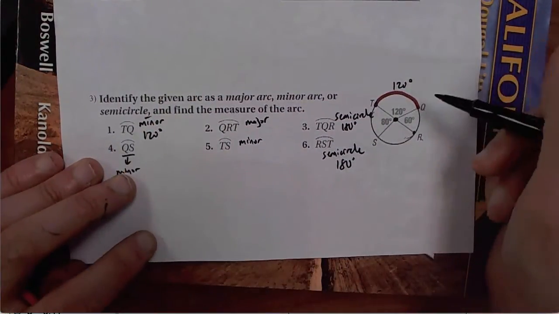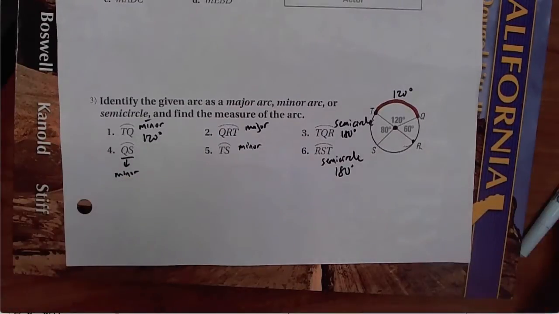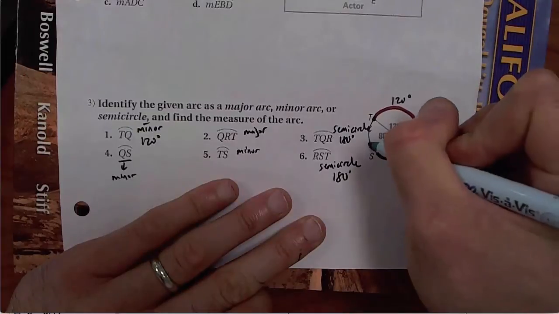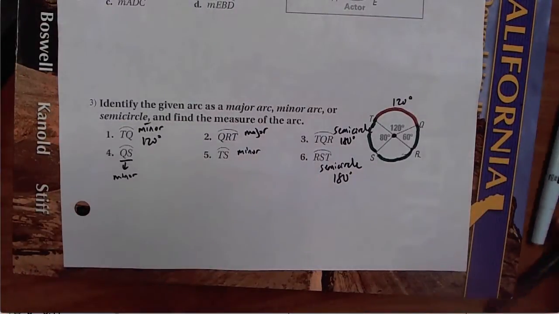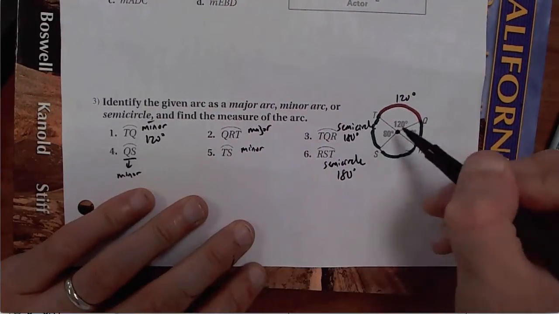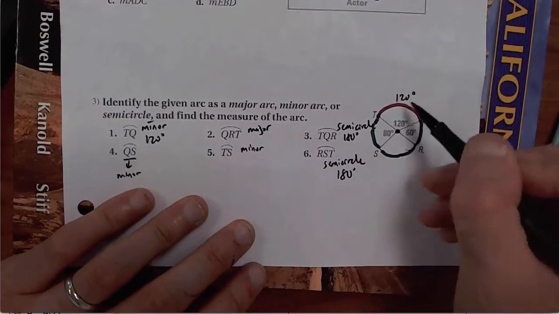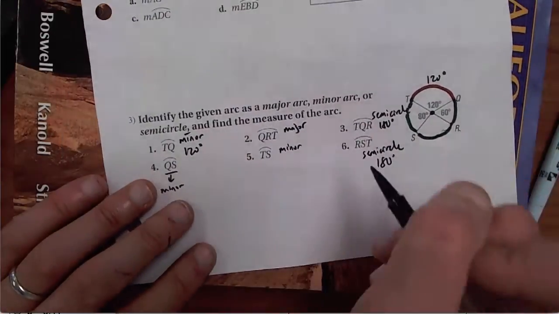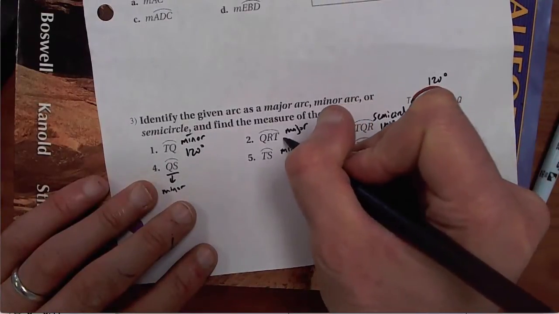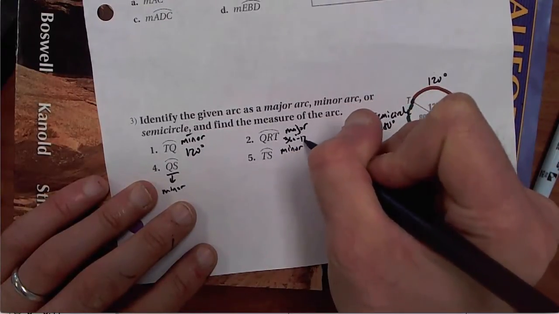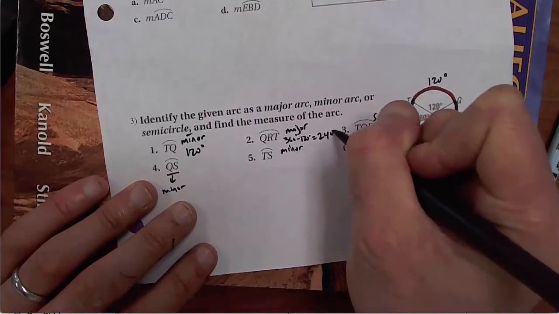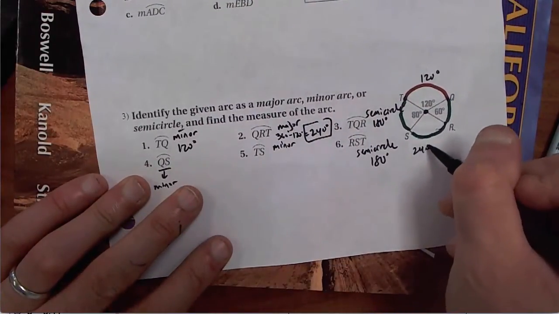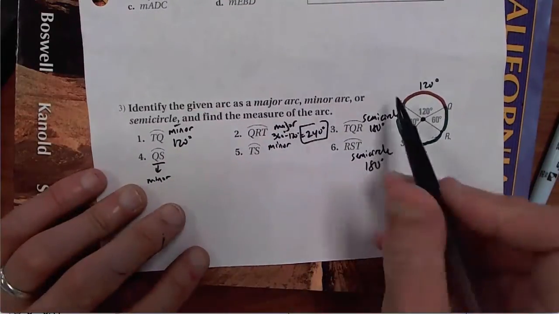QRT would be this guy, QRT. So again, what you can do is use the arc addition postulate. This arc plus this arc must be 360. So I could take 360 and subtract out 120. So this would be 360 minus 120, which equals 240. 240 degrees for QRT. Okay? We already got this as 180.